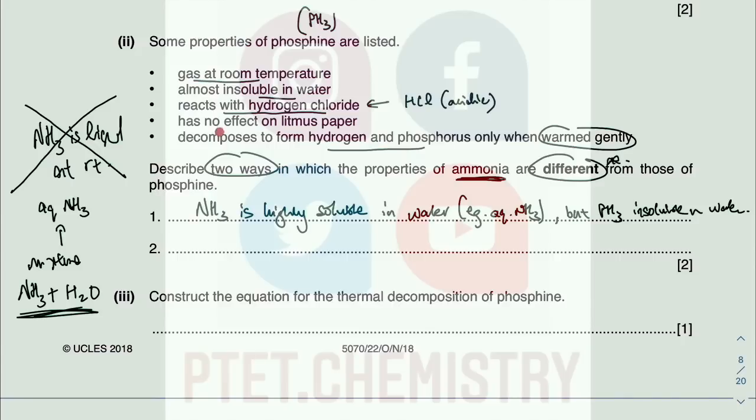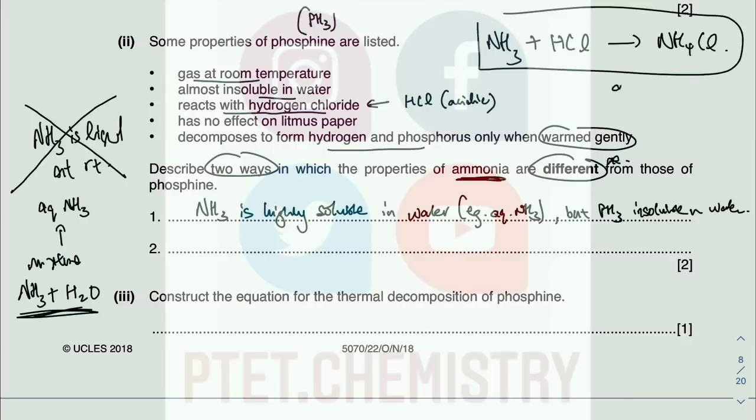NH3 will also react with hydrogen chloride. In case you don't know, this is under your diffusion topic. They like to ask this under diffusion, and then you need to think about the molecular mass of this, which one is lighter, which one is heavier, and both of these are colorless gases, and once they react they form a white solid. So I'm sure you have done this in diffusion topic as well.